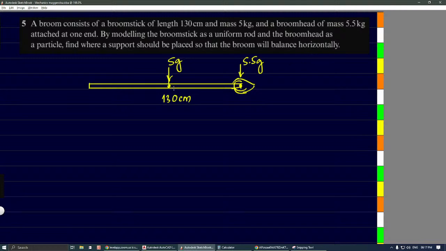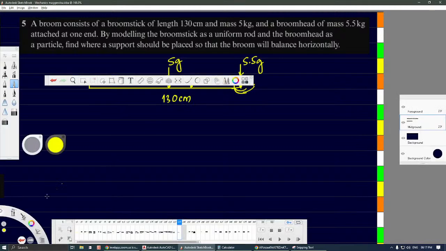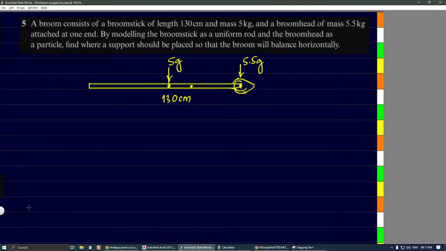So now we have to find the point. The point will be somewhere in the middle. Let's say the distance we are measuring from here, this distance x, we need to find, at which this will remain in balance. So let's say this point is O. Then we have to find sigma M about O. This should be 0.